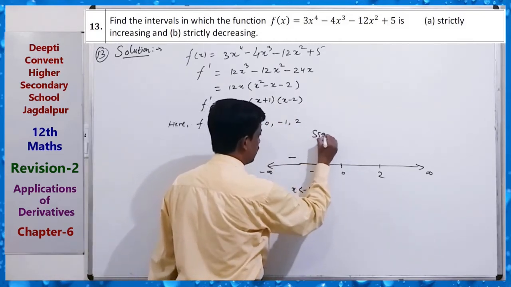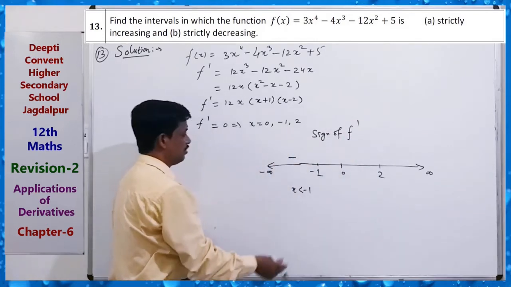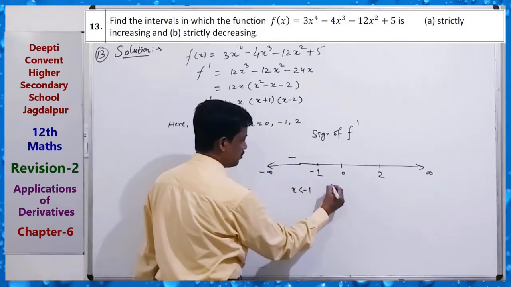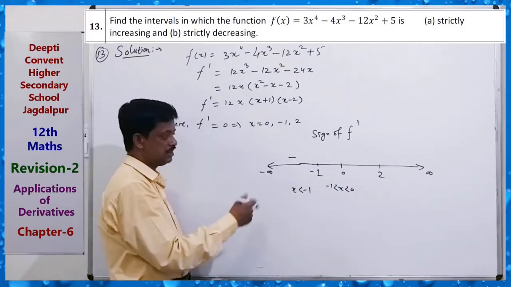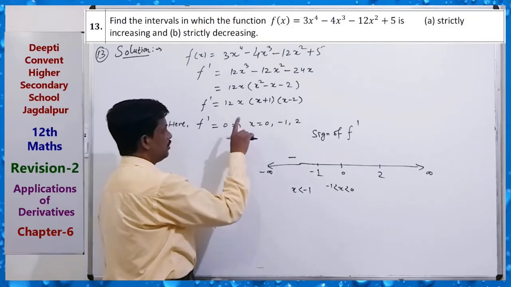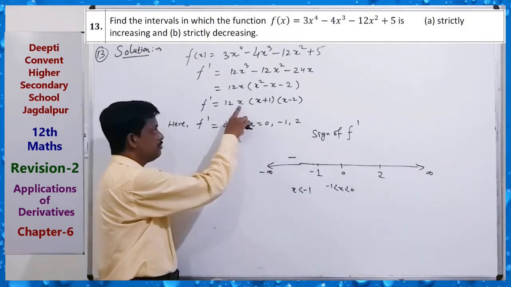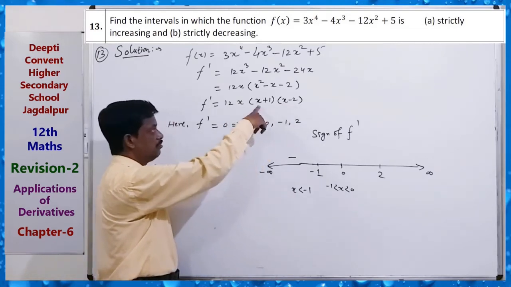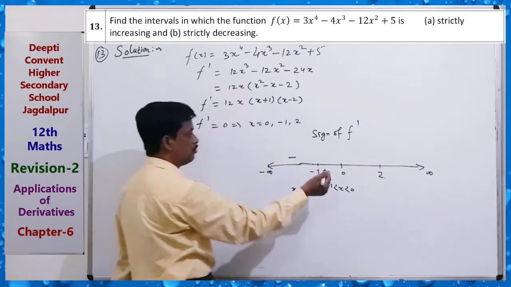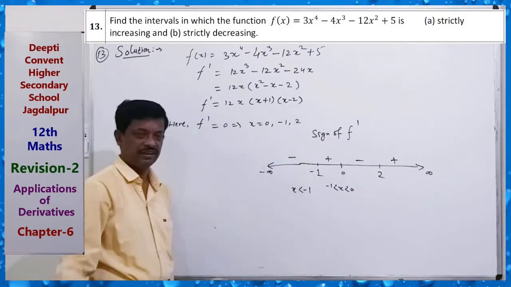Sign of f dash from minus 1 to 0: here minus 1 less than x less than 0. In this interval, the value is negative, negative, positive, so finally positive. Here also negative, here also positive. You can check it. Okay.